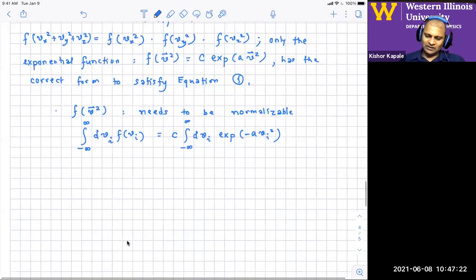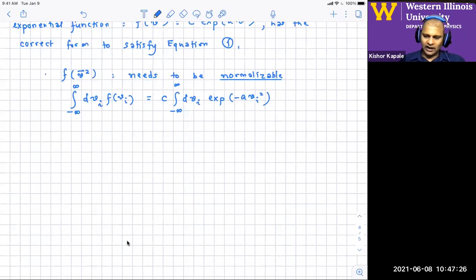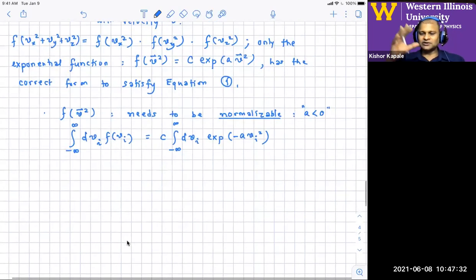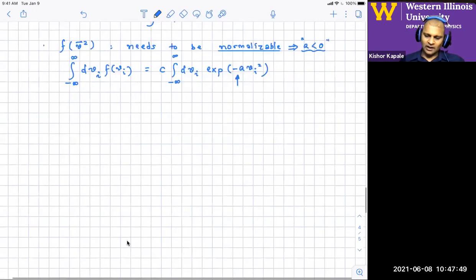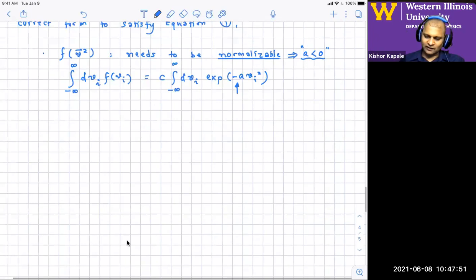Because it's normalizable, a has to be greater than 0 in this form, right? Because otherwise it will be an exponentially growing function, and a function that keeps on growing exponentially is useless. It's not going to be physically meaningful. And so that's what we get from normalizability. And that's why we have this negative sign here, okay? And so this is now a Gaussian function.